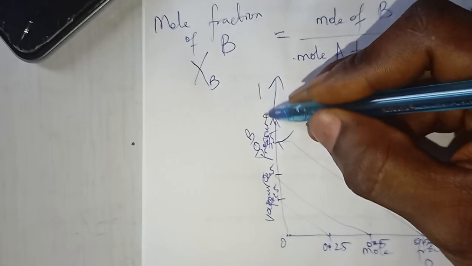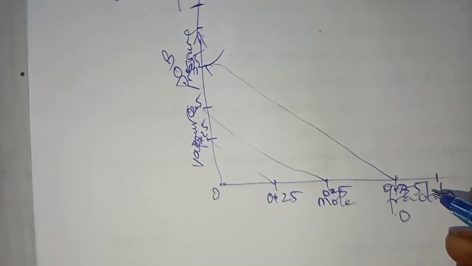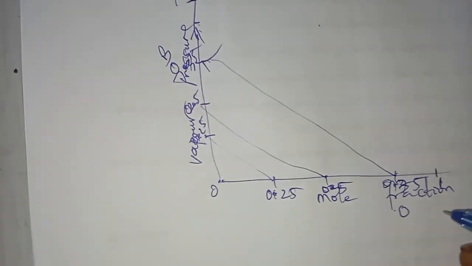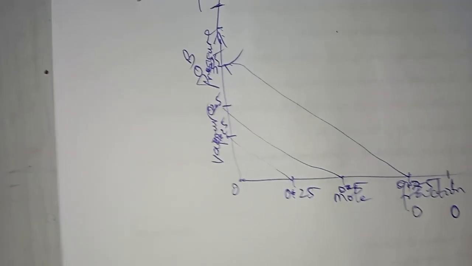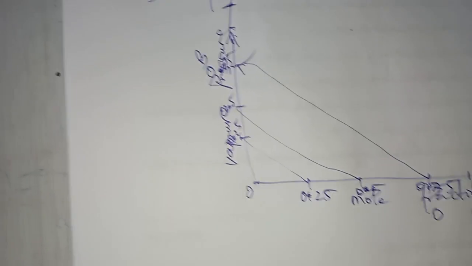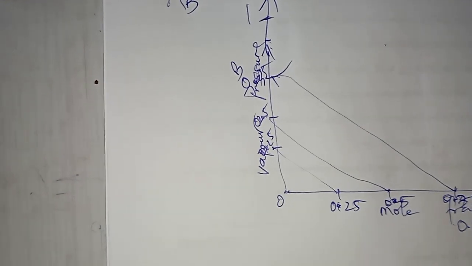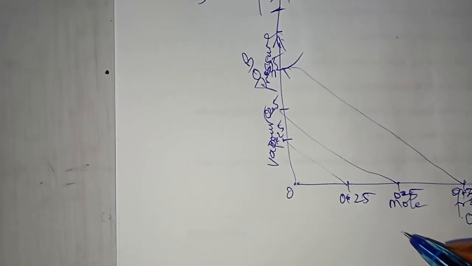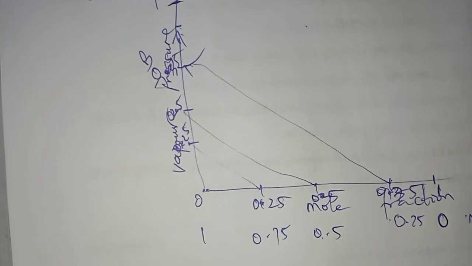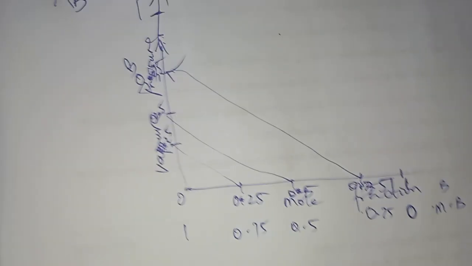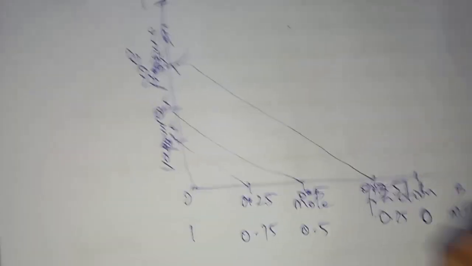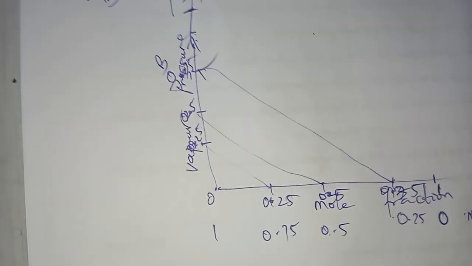So this should give me 1 somewhere here. That means when I have 1 here, I should have 0 for the other compound. Let's say I'm doing it with methyl benzene. Then here I should have 0.25. 0.75 plus 0.25 gives me 1. Then I have 0.5. Then I have here 0.75. Then I have here 1. So with the solute and solvent, I should make it in such a way that the both equal 1.